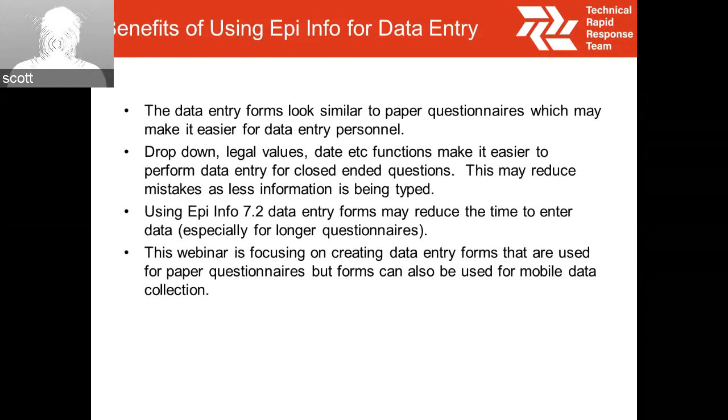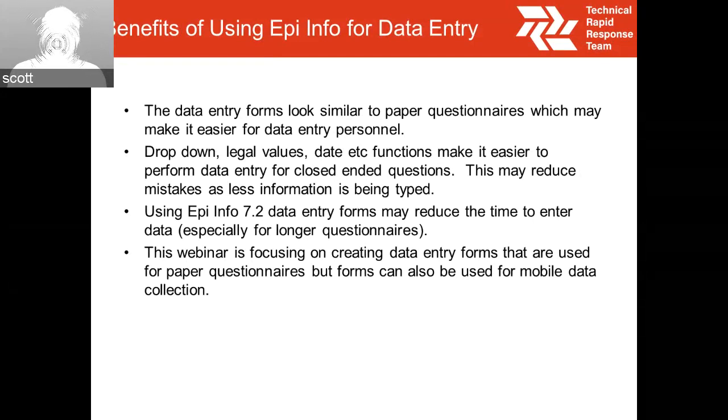For shorter questionnaires, sometimes it is actually faster to just enter the data directly. For example, if you're doing anthropometry, you can enter the data in ENA for SMART software, or more commonly in Excel, and then transfer it over if there are very few additional variables. But for longer questionnaires, it's definitely faster using the Epi Info software for data entry forms.